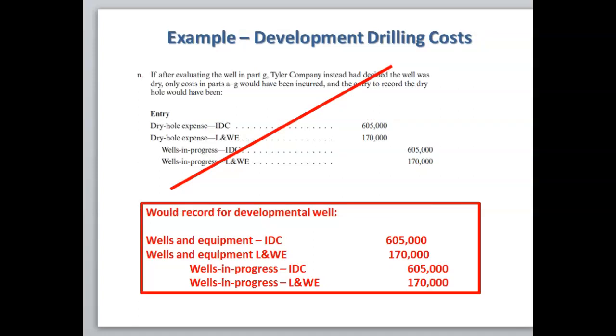If it had been decided that the well was dry, our journal entry would be slightly different than it was when it was an exploratory well. We would record it to wells and equipment, IDC, and wells and equipment, lease and well equipment, instead of expensing it to a dry hole. The amounts, however, are going to be the same. So the difference is we would be capitalizing it, even though it was dry, because of the fact that it is a developmental well.